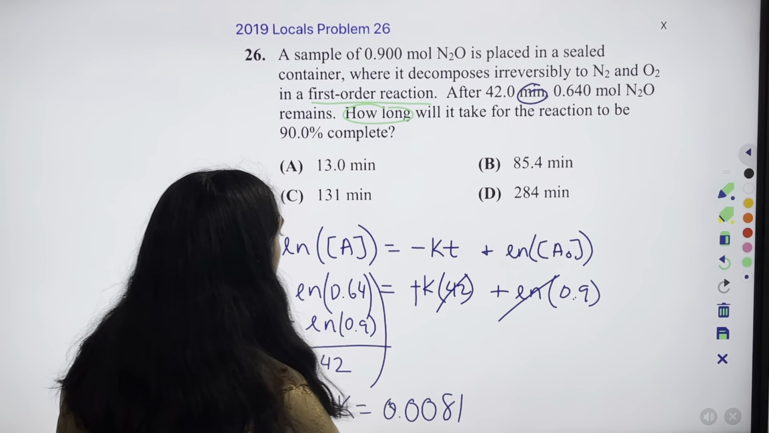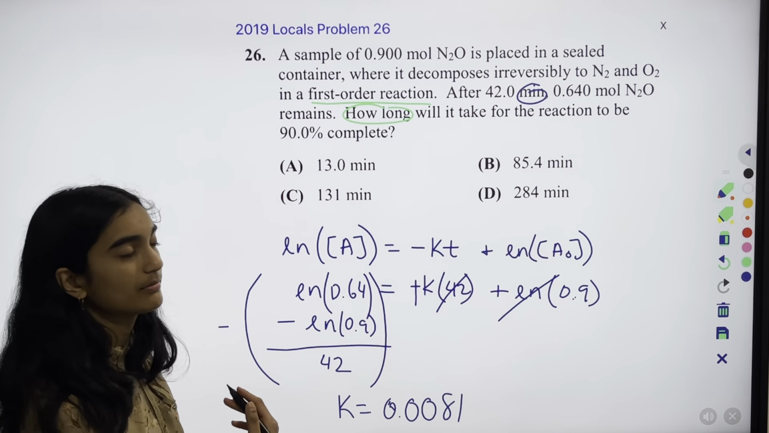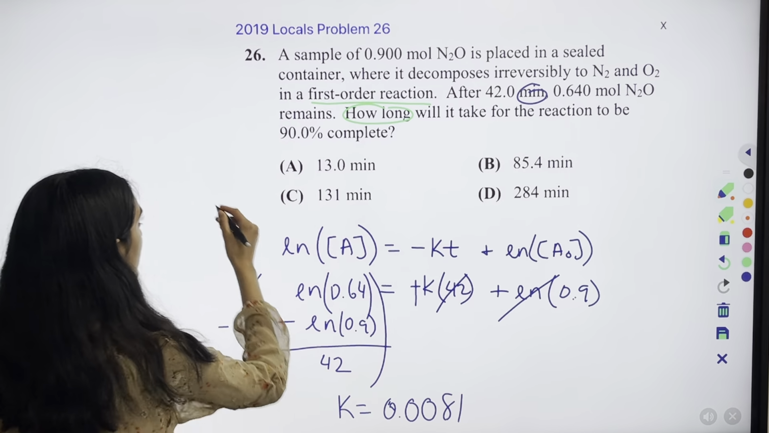And this is going to help us figure out how much time it's going to take for the reaction to be 90% complete. Well, this is just a decomposition reaction, so there's nothing crazy going on, right? So if it's 90% complete, then how much do we actually have? Well, we have 10% left if 90% is already decomposed. So we're going to be dealing with 0.09, because 10% of that 0.9 is just 0.09, right? So that's how much we have left because 90% already decomposed.